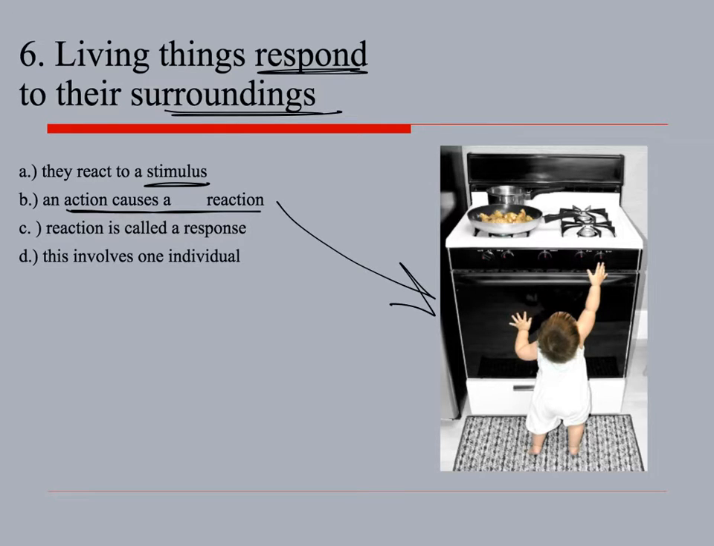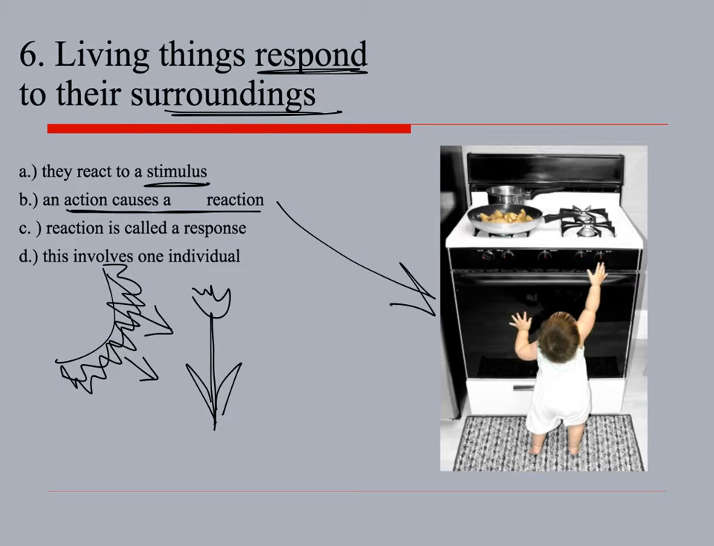Even plants, a plant will be growing by a window, and if the plant is over here and the sun is shining on that plant, it will start to bend towards the light, and so your flower might start to kind of grow like this, and it is responding to the environment in order to get that sunlight.